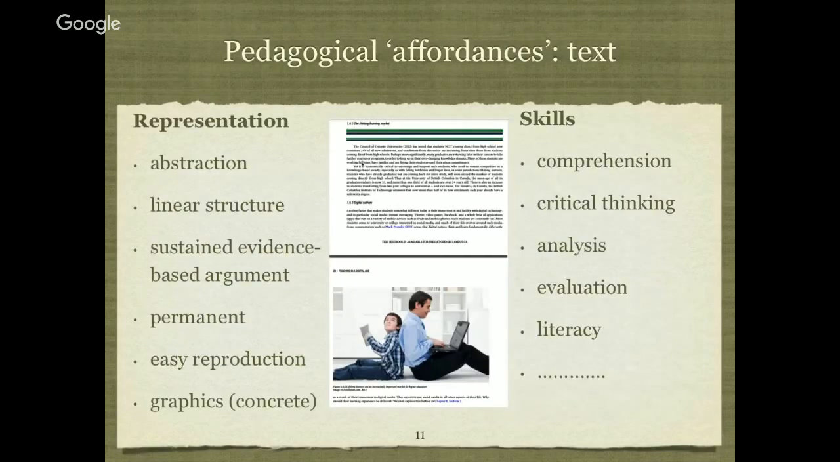So just to compare text with video, text has some affordances. It seems to be better at this than many other media in terms of representation. That's abstraction, a linear structure, presenting a sustained evidence-based argument. It's permanent, so it can be challenged, it can be reproduced, and it can also have graphics, so it has an element of concreteness as well as abstraction.